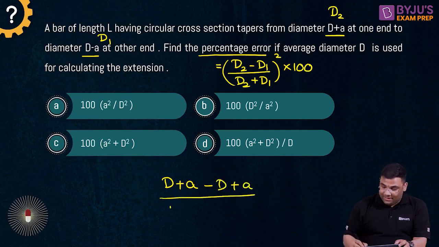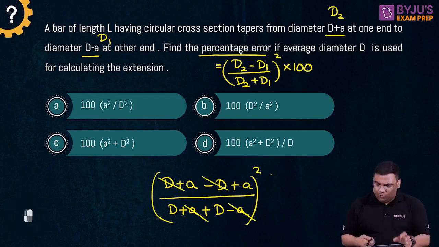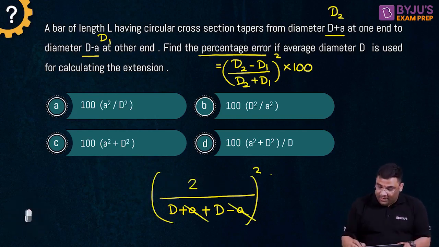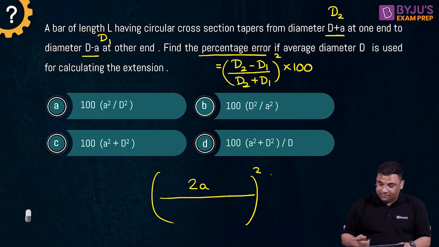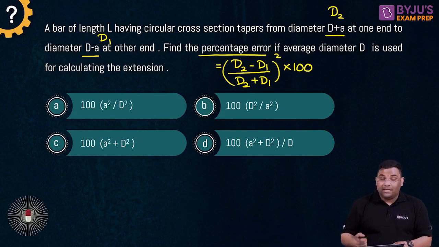Divided by D plus A minus, not minus, plus D minus A. So here A gets cancelled, here D gets cancelled. And this is square, right? So this becomes what? Numerator 2A, it becomes 2D. So both get cancelled. A square by D square, yes? A square by D square and into 100.